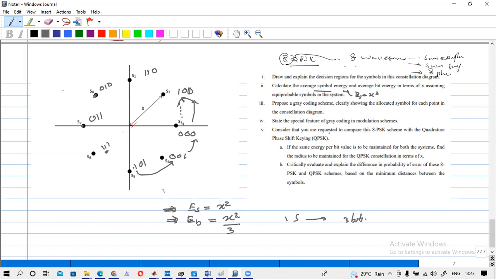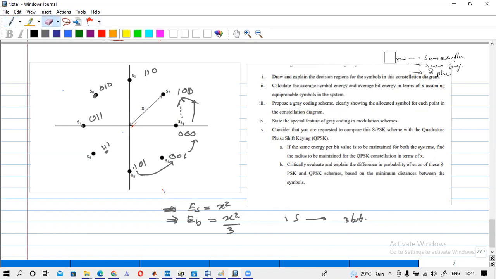And what is the special feature here? Between two adjacent symbols, there should be one bit position change. Only one bit change. That is the special feature.